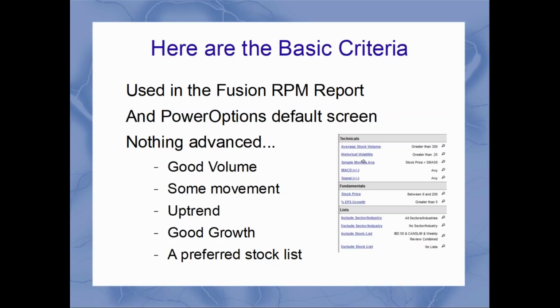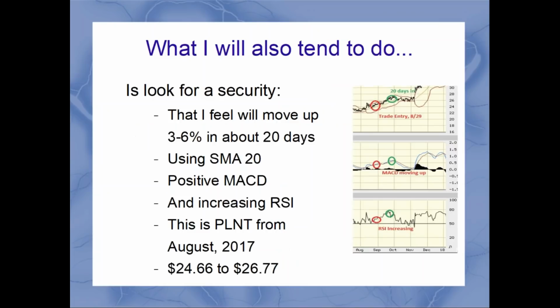The tools have already have that programmed in for me, and I can make changes based on my needs. What I'm also going to tend to do, a little bit deeper, is look for a security when I open a new radioactive trade that I feel has the potential to move up about 3 to 6% in the first 20 days. This is not voodoo or hoodoo, just based on a feeling, chart. I'll review the news and so forth, see if there's any pending negative information as well.